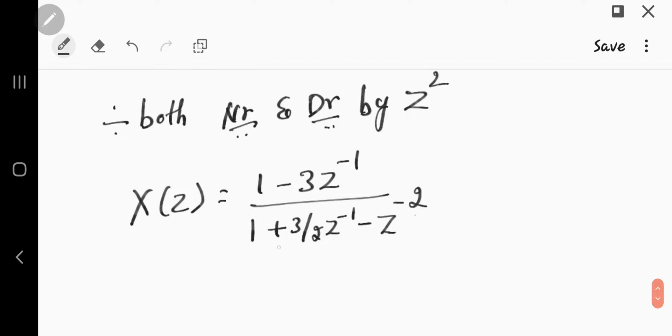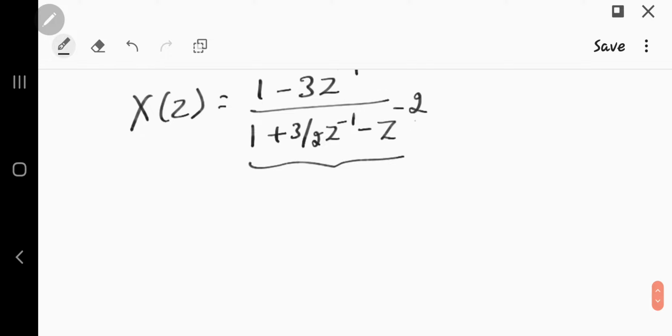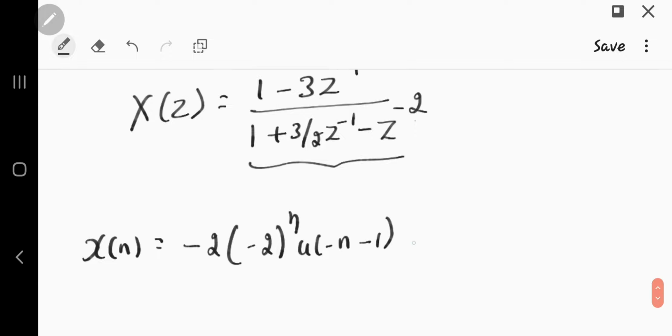For this one, the next step is you have to find the factors for this, and you can apply the partial fraction expansion. Okay, so try this and try to get the solution for that one, and I will give you the answer as well for your verification. I'll give you the final answer, x of n equals minus 2 to the power of n u of minus n minus 1 minus 1 by 2 to the power of n into u of n.